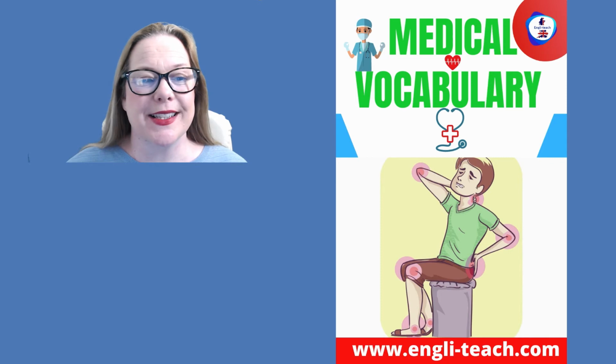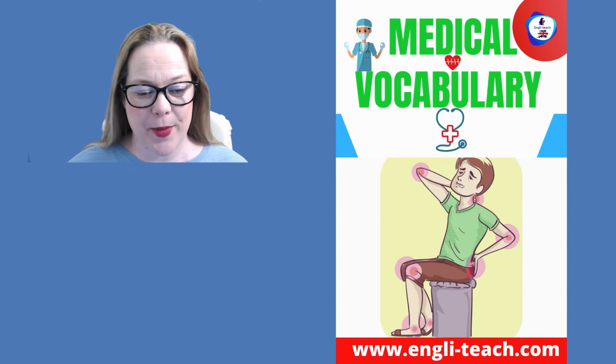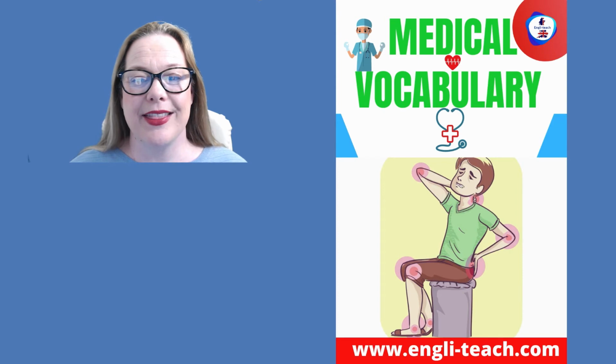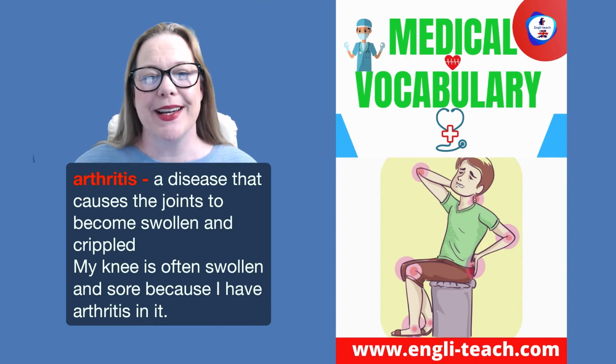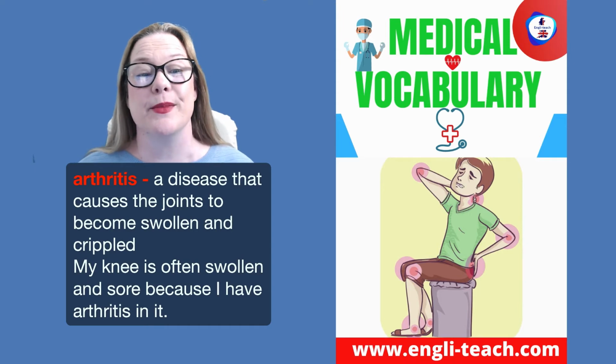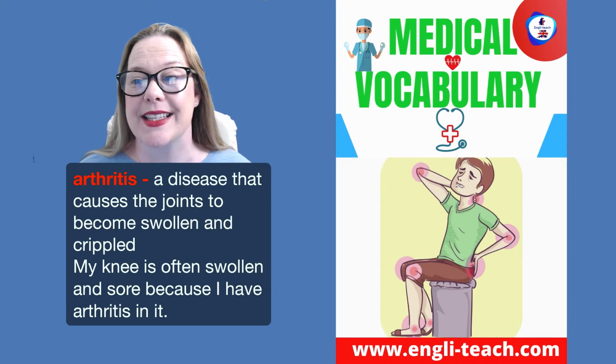What does this person have? What do you think they have? Let me know in the comments. What do you think they have? This person has arthritis. We already looked at this, but it's to help you recognize the symptoms. Arthritis is, of course, a disease that causes joints to become swollen and crippled. My knee is often swollen and sore because I have arthritis in it.